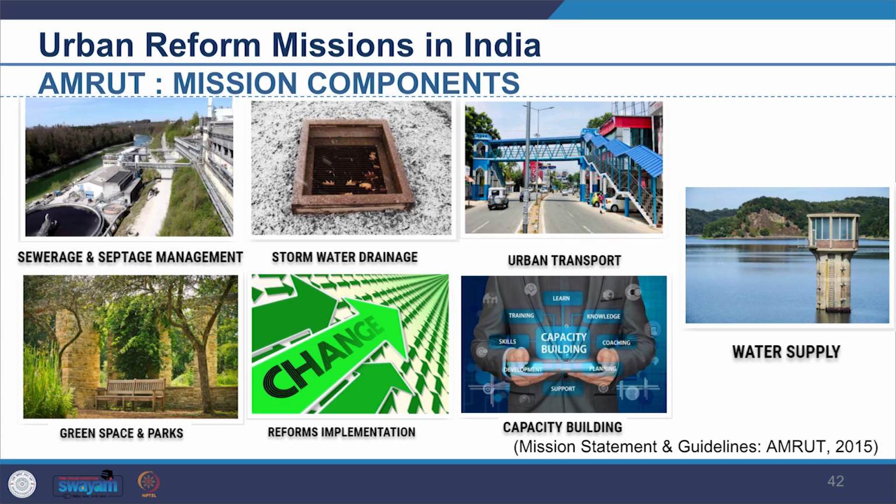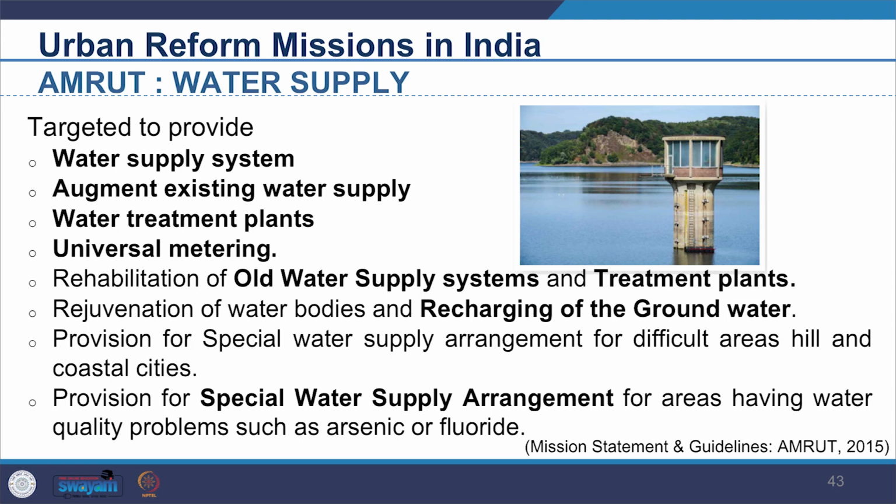The first component is water supply, where government targeted to provide water supply system, augment existing water supply, provide water treatment plants and universal metering. In this component, government also tried to undertake the rehabilitation of the old water supply system and treatment plants. The government also looked into the regeneration of water bodies and recharging of the groundwater. The government also made provision for special water supply arrangement for difficult areas, hill and coastal cities, and those having water quality problems such as arsenic or fluoride.